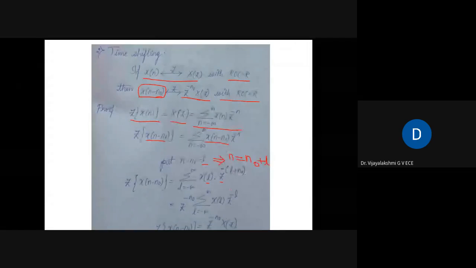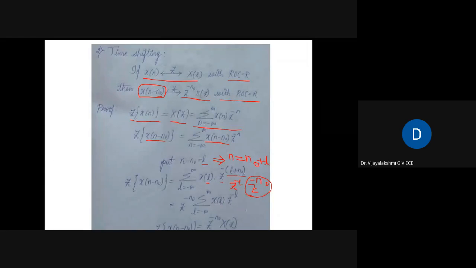Now if you open this bracket, I get z power minus L into z power minus n naught. In this, which is the quantity that varies as per the index of the summation? L, right? So I can retain z power minus L, and z power minus n naught I'll just take out because it is not varying with respect to L. So I take z power minus n naught outside, and summation of L varying from minus infinity to plus infinity x of L into z power minus L. So once again, what is this?